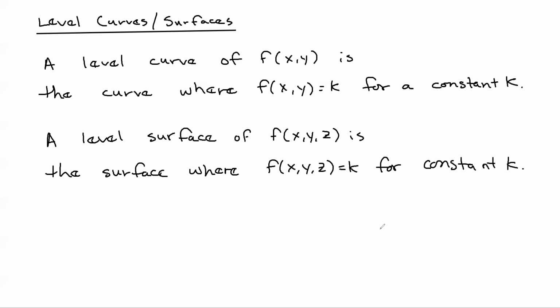So essentially the same definition. It's just one is in terms of two variables, and then the other one is in terms of three. So two variables, you graph two variables in two dimensions, so that's why it's a curve, and three variables you graph in three dimensions, so that's why it's a surface. So that's the difference between the two.